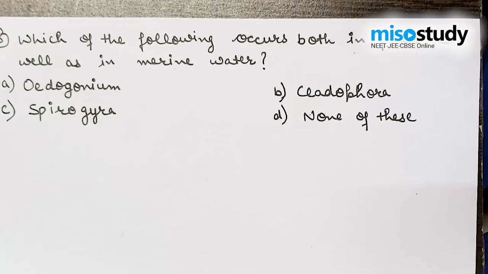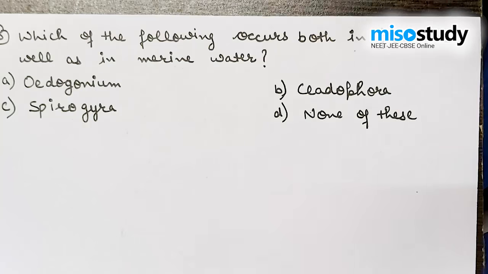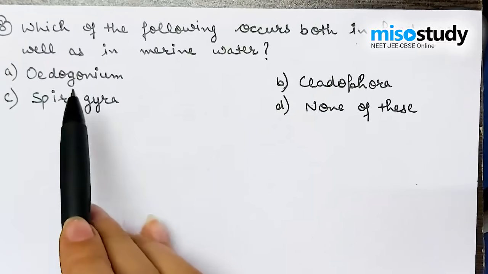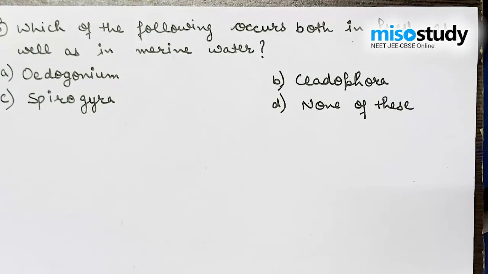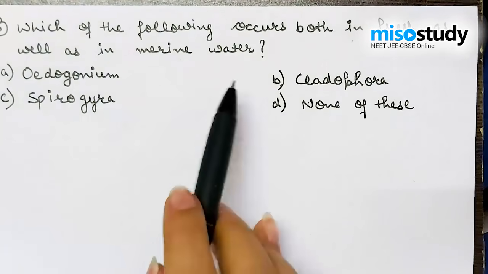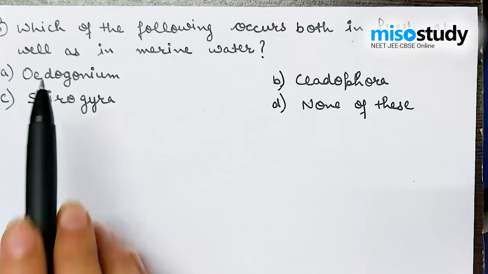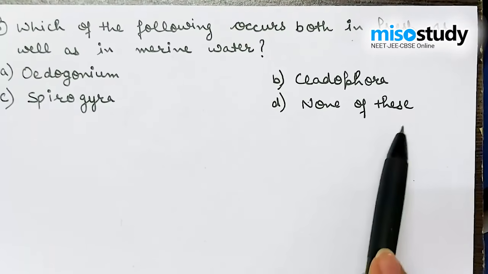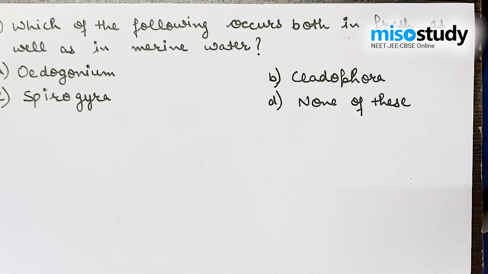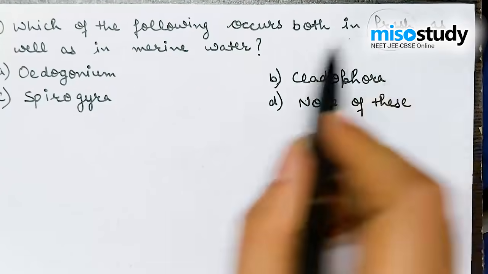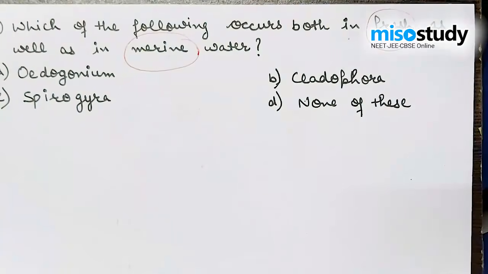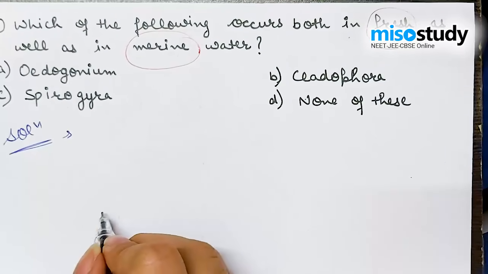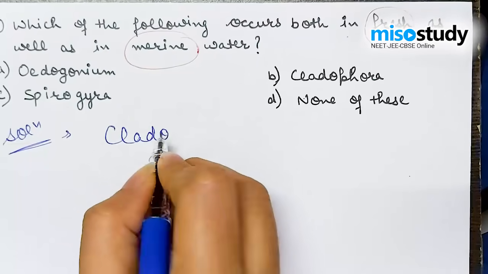The next question from the plant kingdom is, which of the following occurs both in fresh as well as in marine water? Out of the four, which one will occur both in fresh and marine water? Option A is Oedogonium, B is Cladophora, C is Spirogyra, and D is none of these. When we discuss both fresh water and marine water, we know very well about one option, that is Cladophora.